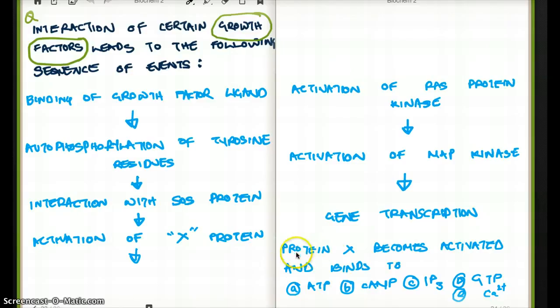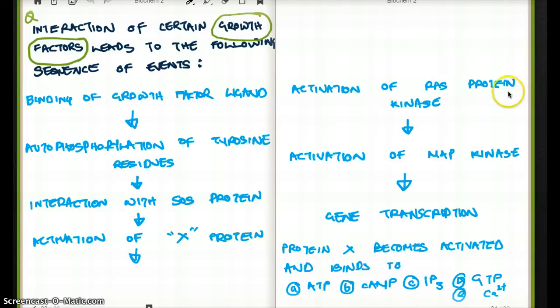Now the question says, protein X becomes activated and binds to which of the following? Is it ATP, cAMP, IP3, GTP, or calcium? Okay, now let's go back in the pathway. So there is activation of SOS, which leads to activation of X protein, and we don't know what X is, so we have to find out from this list.